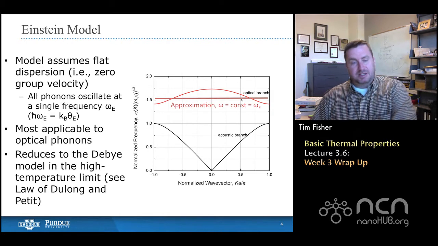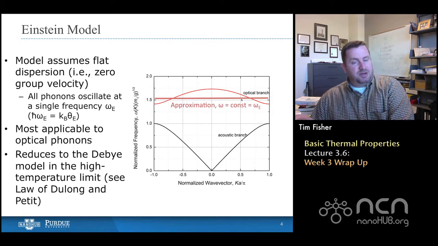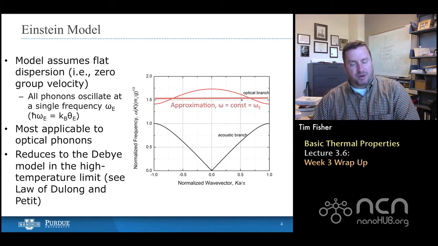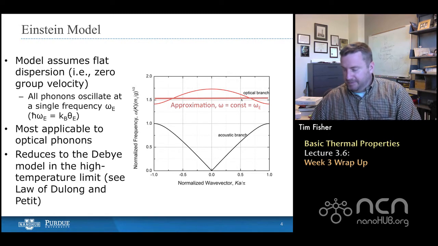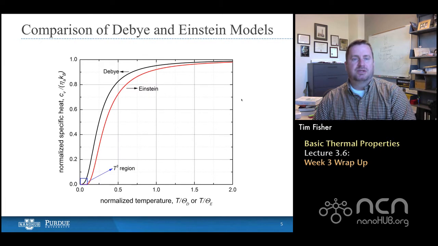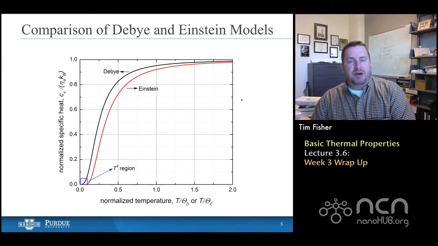In both cases, and this is quite notable, in the Einstein model and the Debye model, we are counting the allowable states rigorously. And so in the high temperature limit, both the Debye model and the Einstein model converge to the same limit, that is a constant specific heat. That's shown in this graph, where we're comparing the Debye and Einstein models.